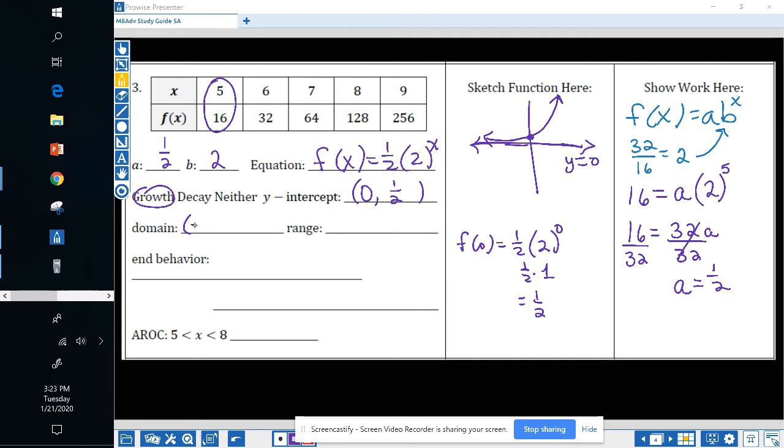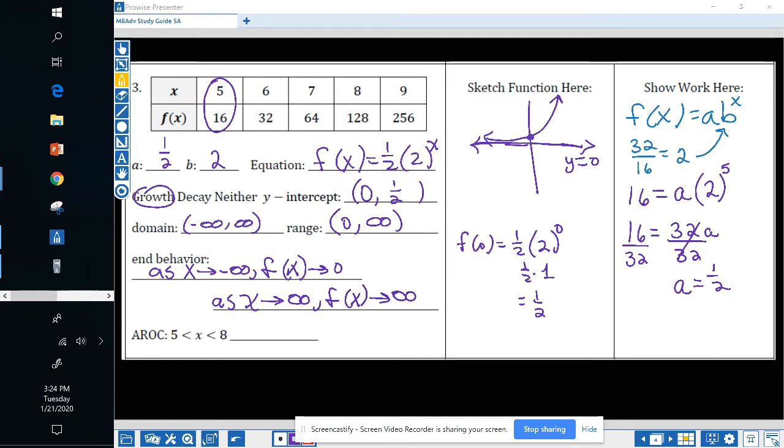Our domain is going to be all real numbers. X can be anything. The range is from 0 to positive infinity, and then our end behavior. As x approaches negative infinity, f of x approaches 0. As x approaches positive infinity, f of x approaches positive infinity.